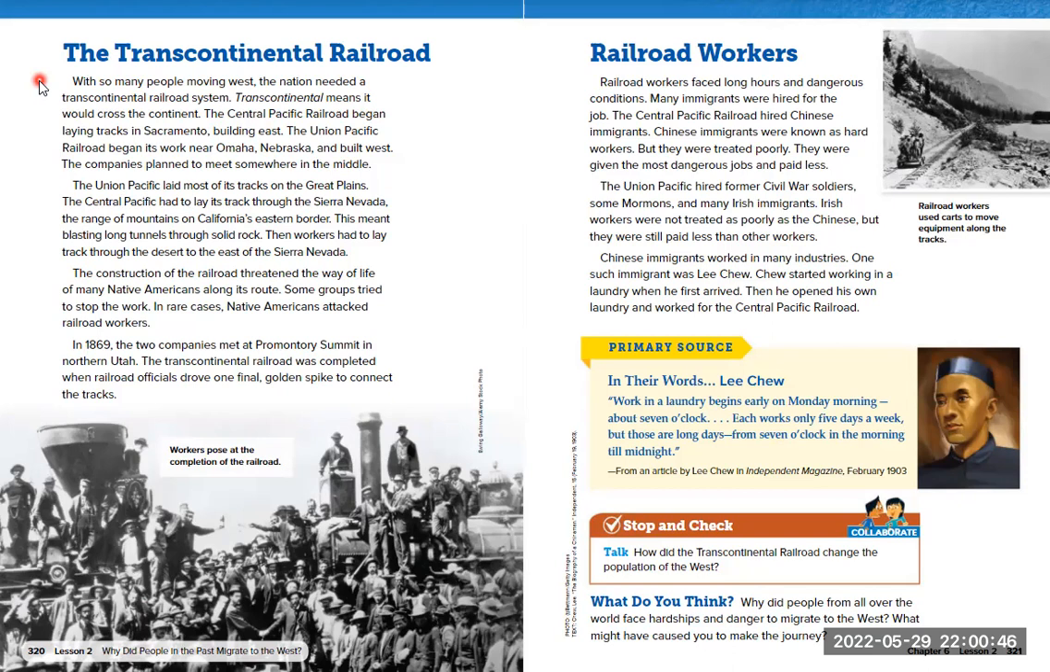Here we have an image of railroad workers using carts to move equipment along the track. And down here we have a primary source from Li Chu. In their words, Li Chu: Work in a laundry begins early on Monday morning, about 7 o'clock. Each works only 5 days a week, but those are long days, from 7 o'clock in the morning till midnight.